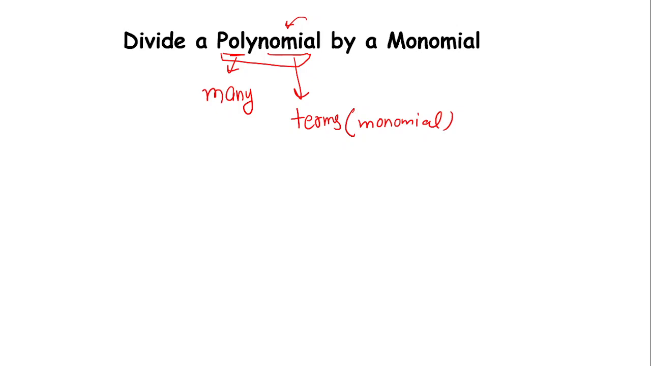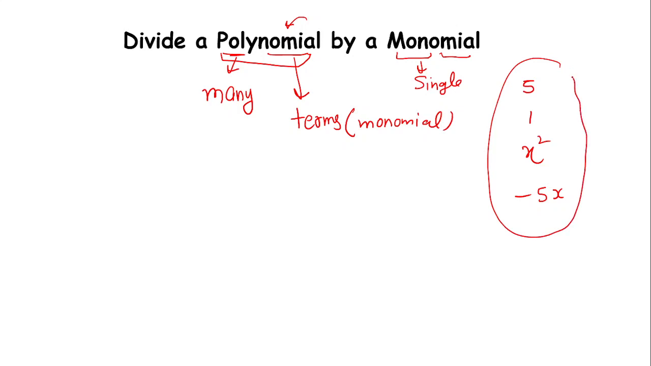Let's see what the meaning of monomial is. Mono is made by two words, mono and nomials. Mono means single. So if there is only one term, that is called a monomial. For example, if I take 5, 1, x square, minus 5x, or any kind of term having only a single thing. But be very careful. The power of these monomials should not be a negative number. It can be any whole number.